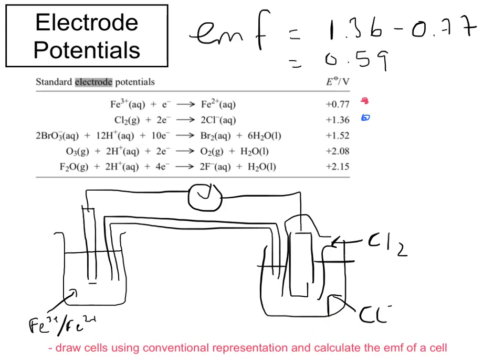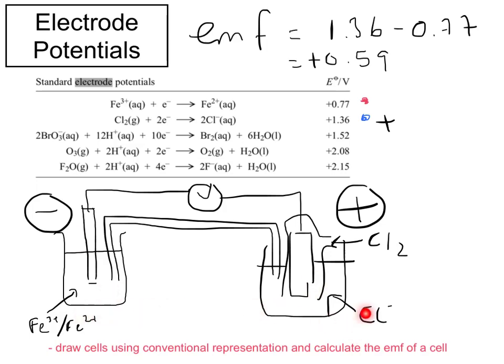And whether it's 0.59 or minus 0.59 is determined by the polarity of the right-hand electrode. What I mean by that is, is the right-hand electrode the positive electrode or the negative electrode? In this case, the chlorine electrode is the more positive one. So this side is the positive electrode and this side is the negative electrode, and so this is plus 0.59. But if I'd drawn this the other way around, then it would be minus 0.59 instead.